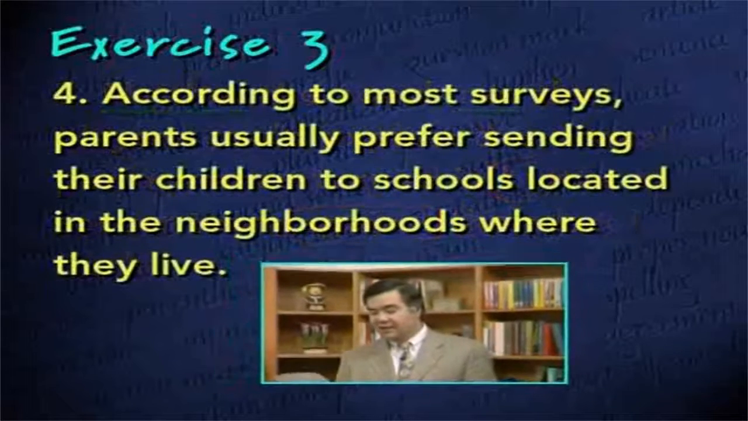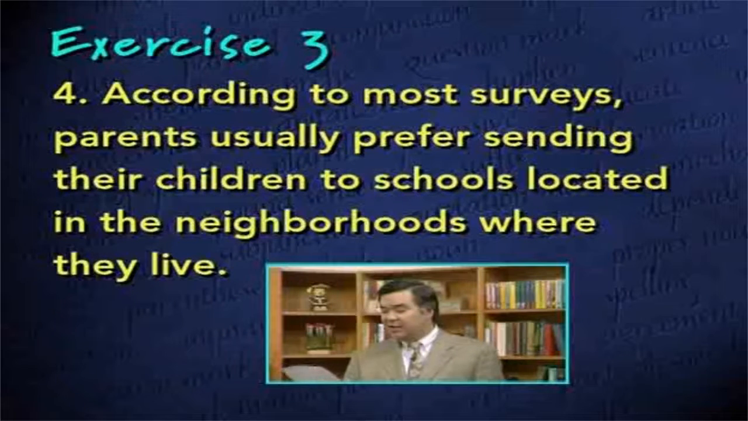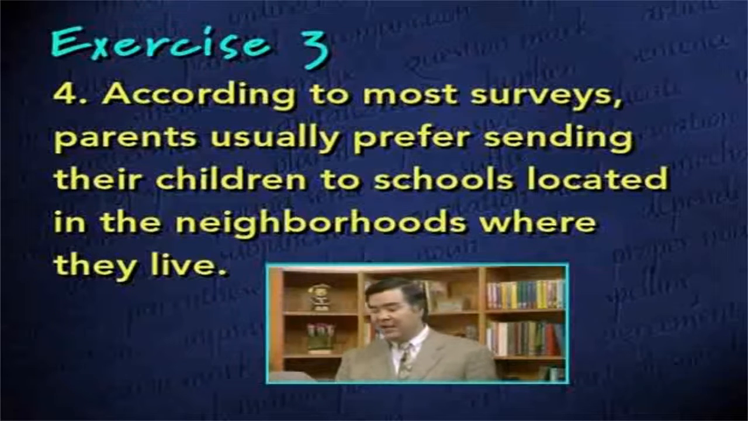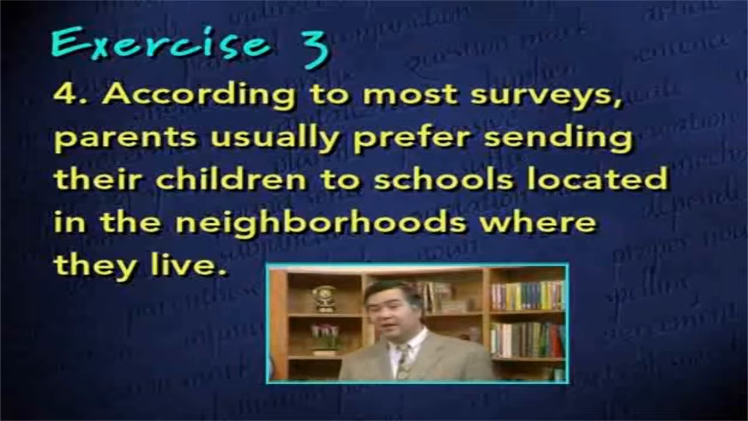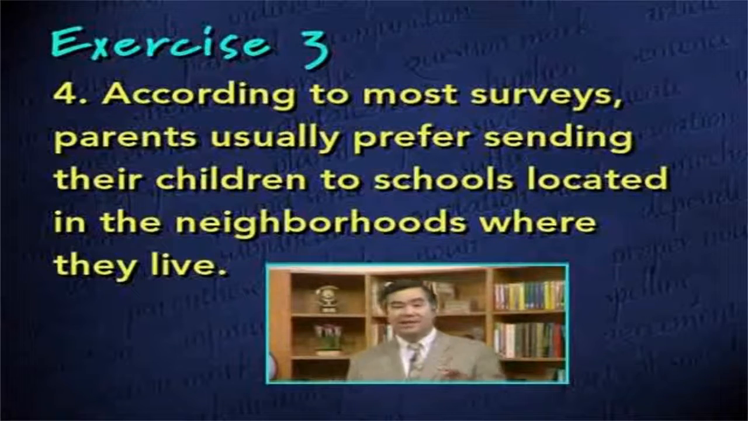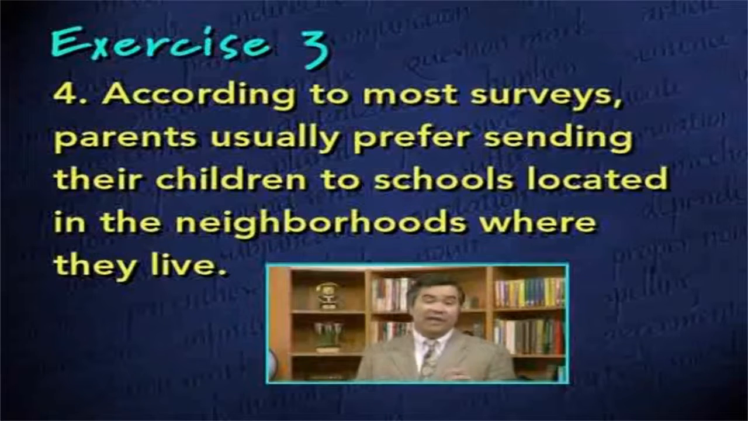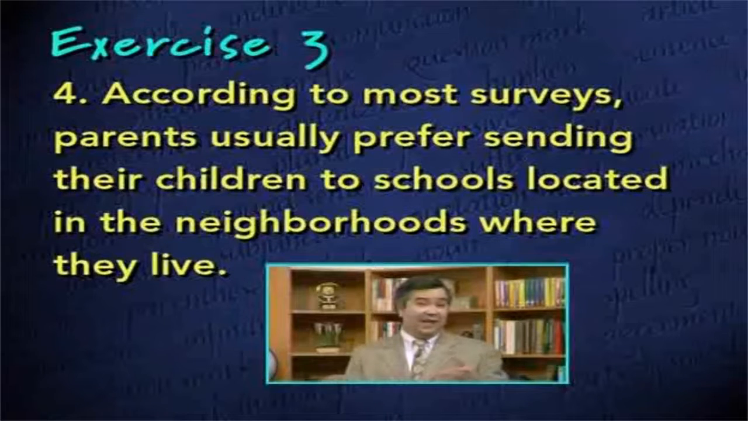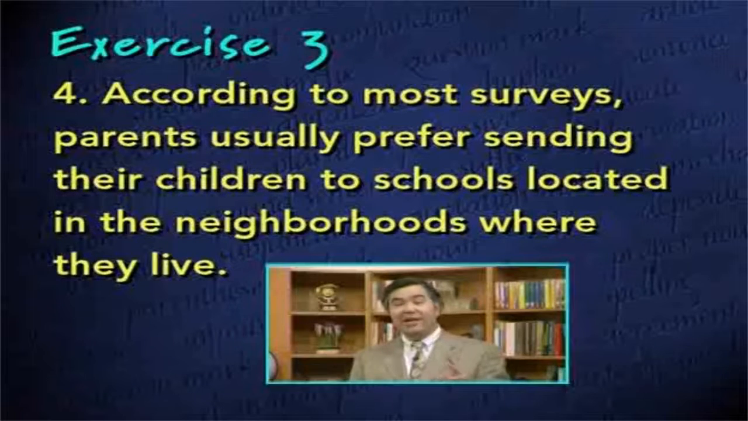Our next sentence. According to most surveys, parents usually prefer sending their children to schools located in the neighborhoods where they live. Well, there are two clauses here, and the second clause is introduced by a subordinating conjunction. Remember that a clause is any group of words that includes a subject and a verb. And this sentence ends with the clause, where they live.